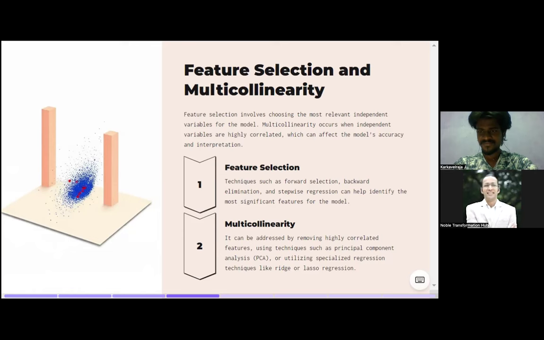Then multicollinearity can be addressed by removing highly correlated features using techniques such as principal component analysis, PCA, which is used for multicollinearity.